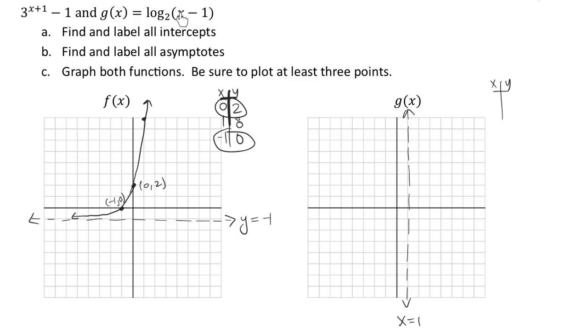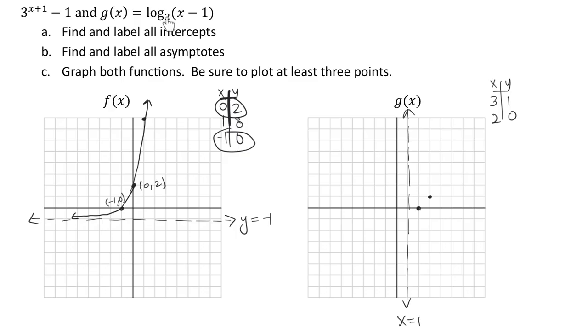For example, if x is equal to 3, then 3 minus 1 is 2. Log base 2 of 2 is equal to 1. So 3 comma 1. Now we can also plug in x equals 2. 2 minus 1 is 1, and the log base 2 of 1. The log base anything of 1 is equal to 0. So if we plug in x equals 2, we get a 0 out of that. So 2 comma 0, there's our x-intercept.